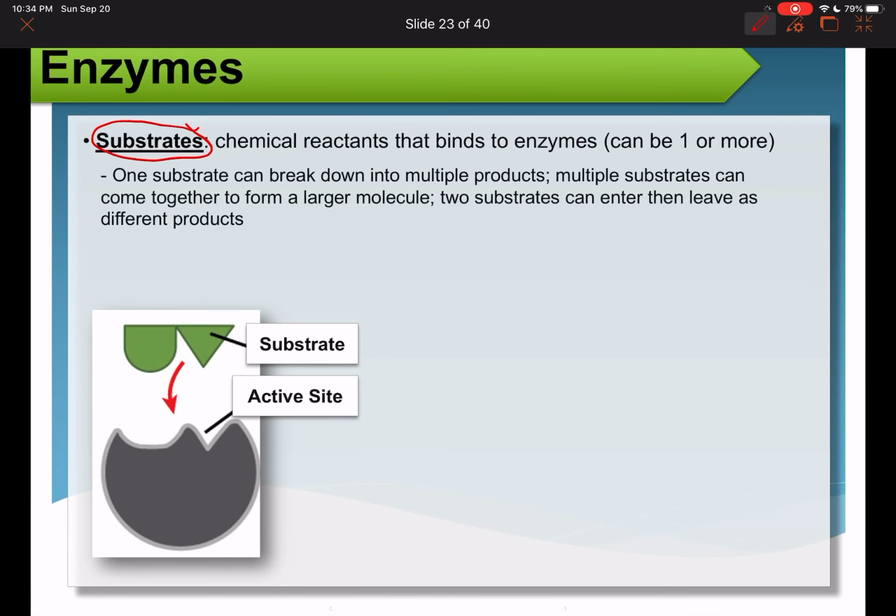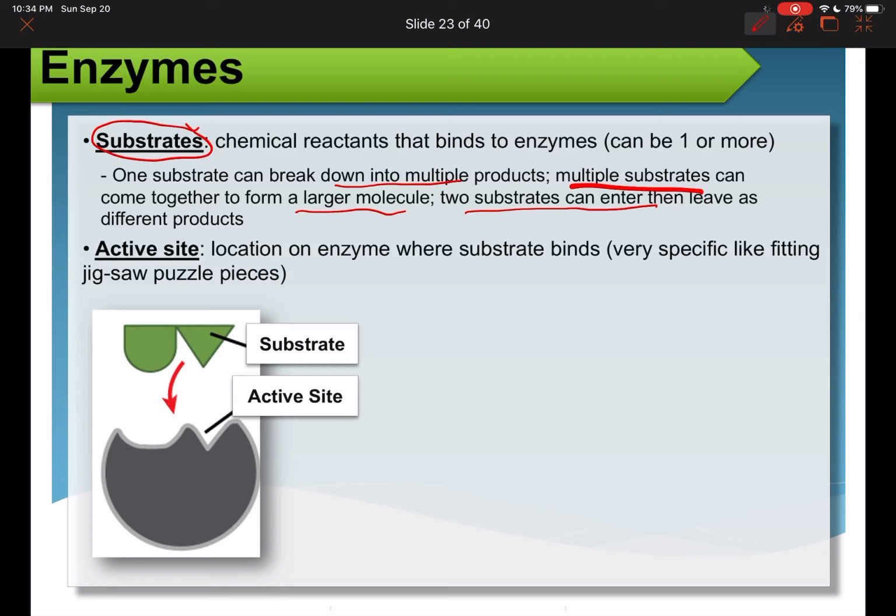And different enzymes have, like I said, the capacity to do a variety of things. One substrate can break down into multiple products. Multiple substrates can come together to form a larger molecule. Two substrates can enter and then leave as completely different products. And you can do a whole variety of different things.